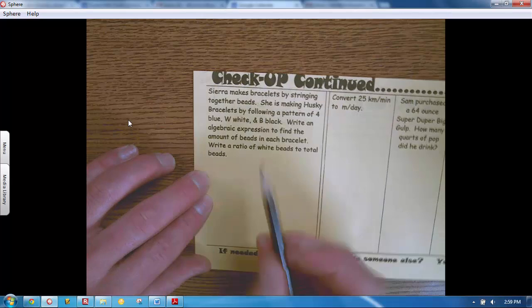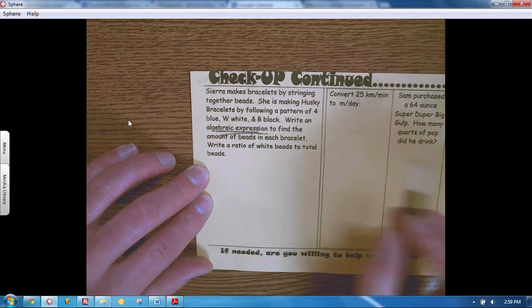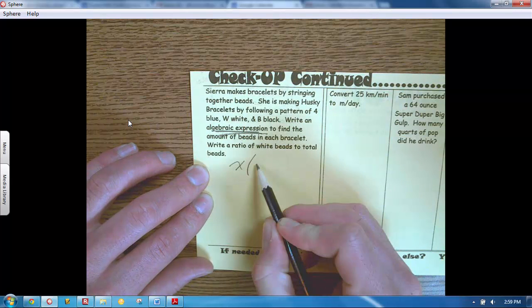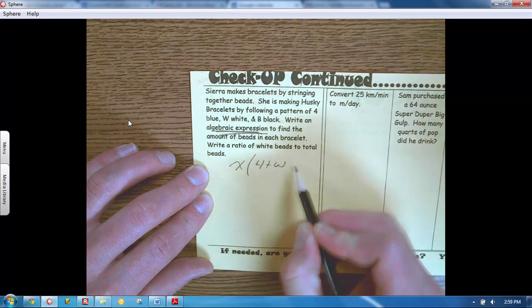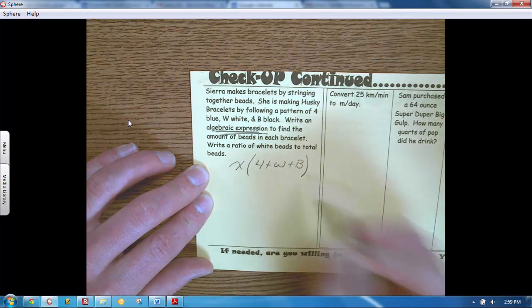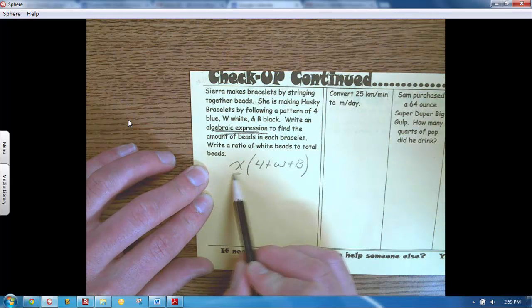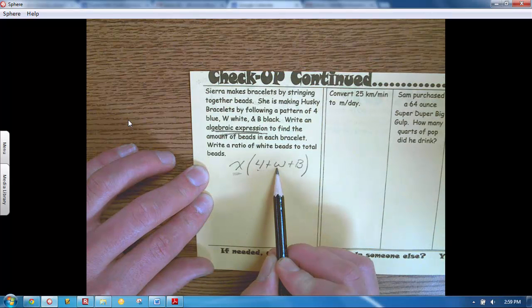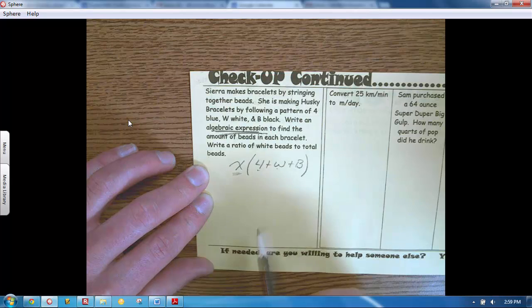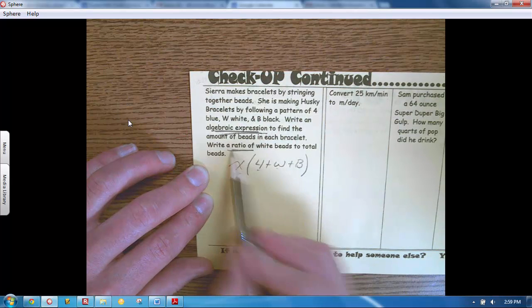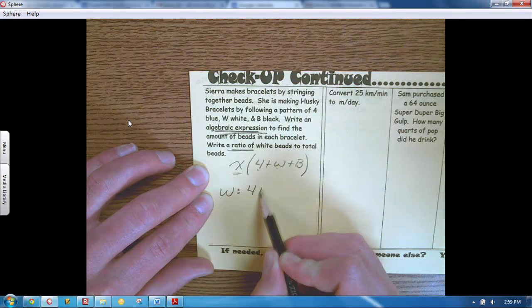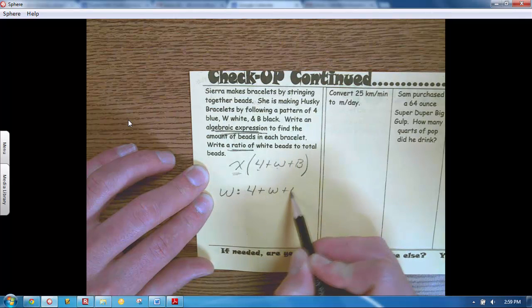On the back side, we haven't really talked much about writing an algebraic expression. You actually won't be quizzed on that, but basically it would look something like this. She has X number of patterns, and that pattern has to be for blue plus white plus black. So that's what that would look like. To write the ratio of white beads to total beads, that's going to be W to 4 plus W plus B.